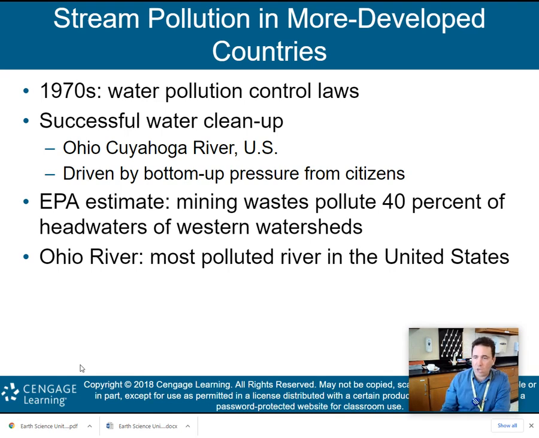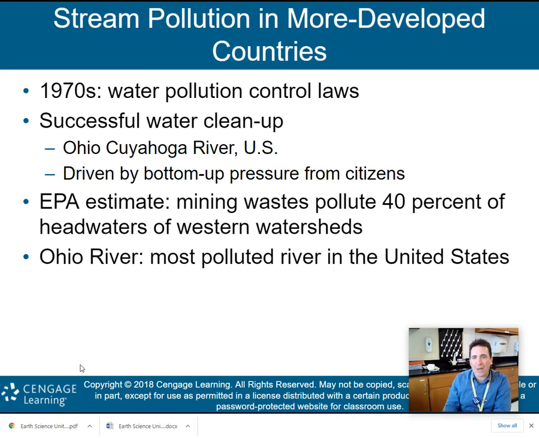A successful water cleanup project was the Cuyahoga River in Ohio. Believe it or not, back in the 50s and 60s, this river was on fire. You're saying to yourself, how the heck can a river be on fire? Well, there was so much debris and so much pollutants floating on the top of the river that once in a while it would catch fire, and then the whole top of the river would look like it was burning because all these pollutants were actually burning on the top of the river. That's how bad it was. So obviously citizens saw this, and this cleanup was driven by bottom-up pressure from citizens who didn't want to live near a river that was on fire, because that obviously isn't what nature intended.